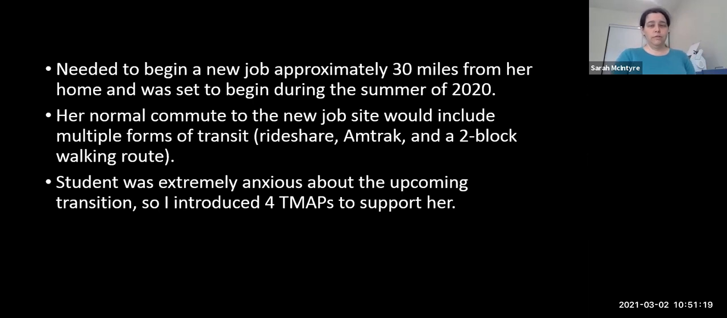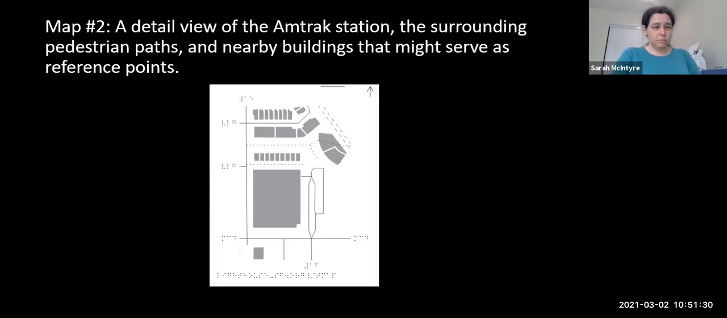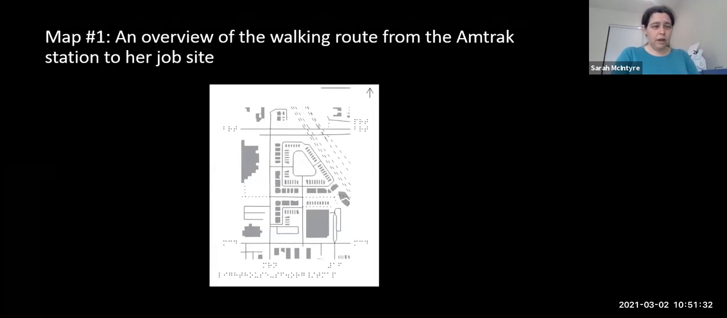So we fell to Tmaps, and it turned out to be really rewarding. So I introduced 4 Tmaps. And next slide, please. Back one, please. Thank you. All right. So this was the first map. And I will say, if I had known then how to edit a Tmap, I would have taken out some of the clutter, because this is a very cluttered map.